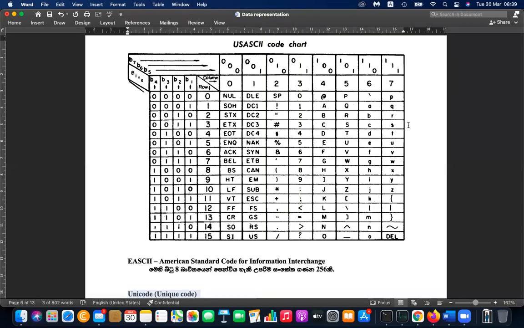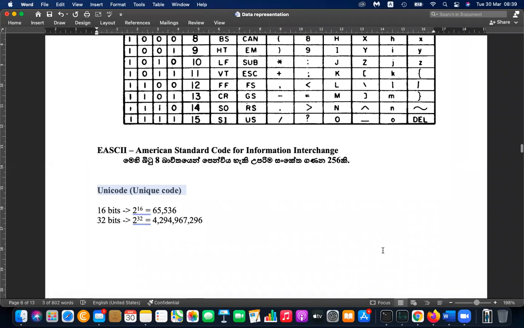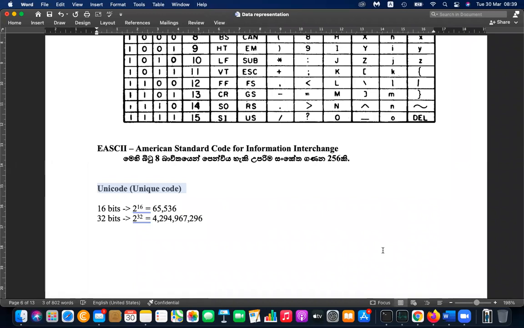Okay, then Unicode, the last one in the O-level syllabus, but there are more. The idea of Unicode is giving a unique code. That means all these number systems are addressing the English language only. But what about the Sinhala language? What about Tamil? What about Arabic? What about Mandarin Chinese? And what about Japanese? There are many languages in the world and many symbols.